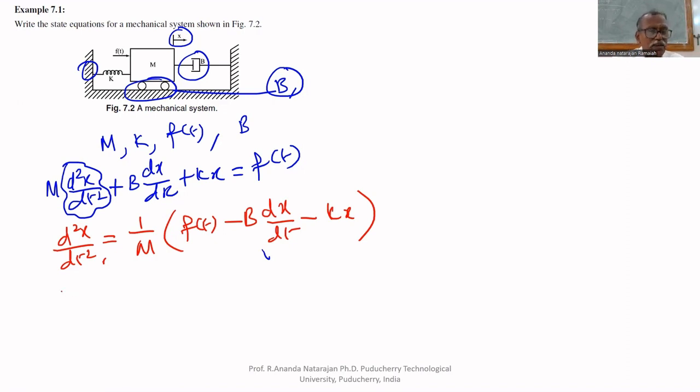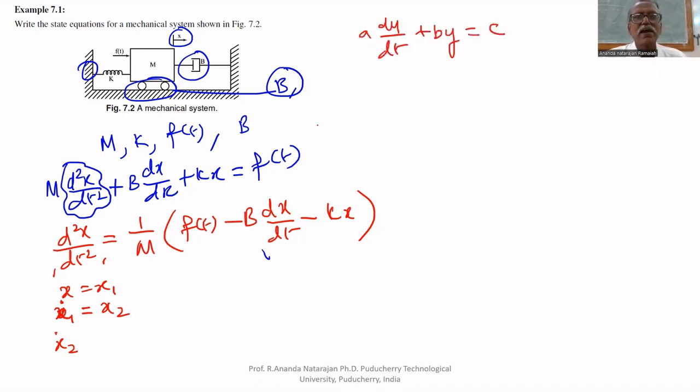The same way, we are assuming that x equal to x1, the output x equal to x1. x1 dot equal to x2, the first derivative of x1 is x2. Why are we keeping x1 dot equal to x2? What is the meaning of that? What is a first order differential equation? If you write a dy by dt plus by equal to c u of t, can I write like that?